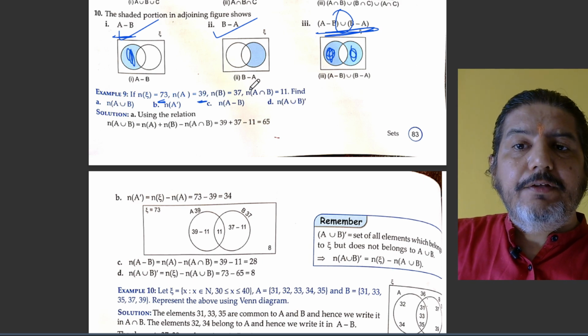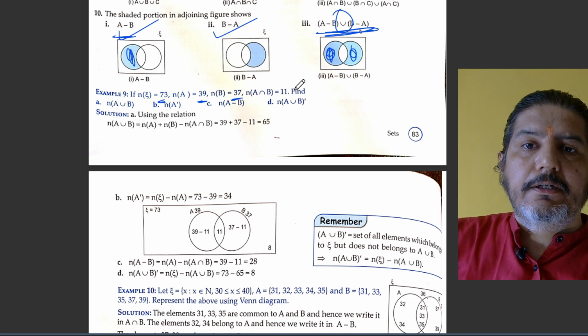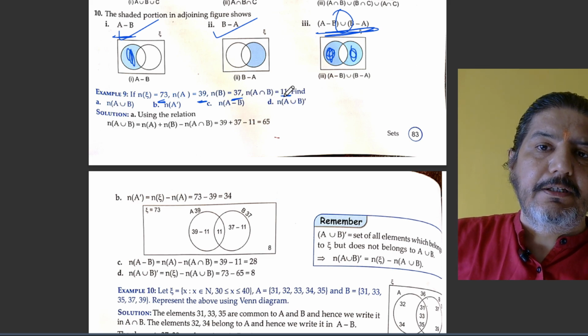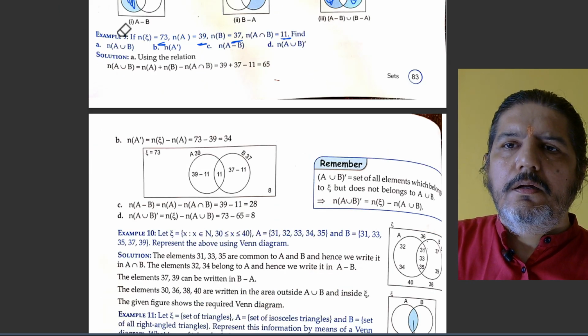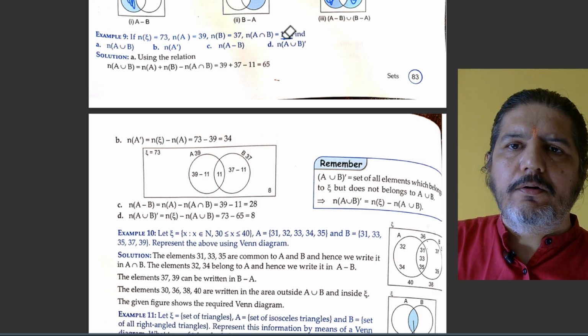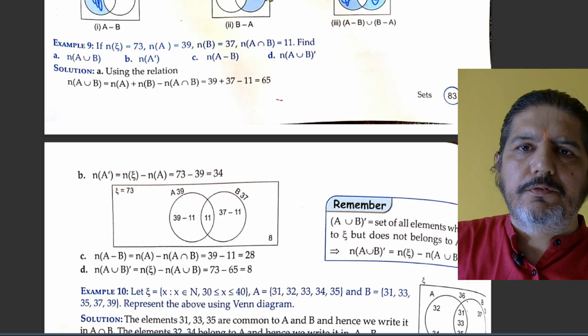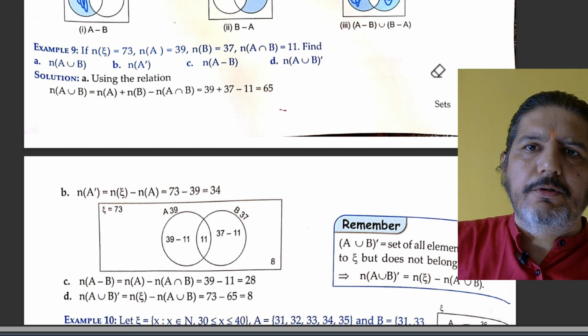Number of elements in A is 39, in B is 37. Then they have given us A intersection B is 11. So they are asking us to find all these. Let me zoom it so you can see it properly. I think now you'll be able to see.